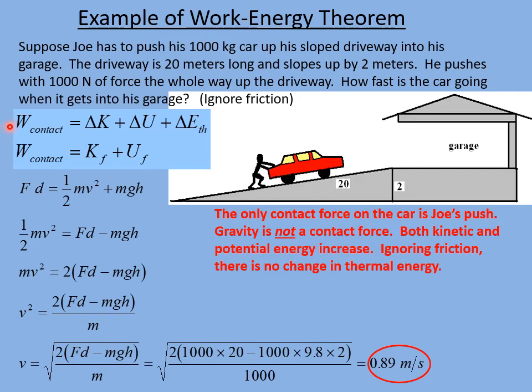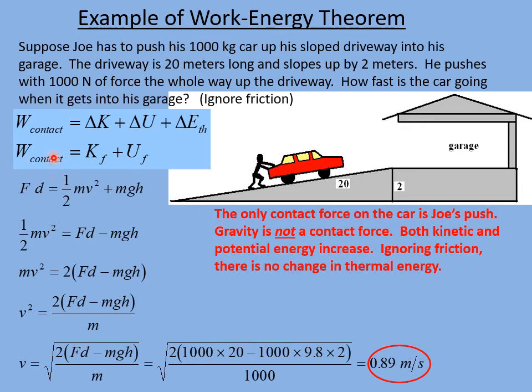So we start by writing the work done by a contact force is equal to delta K plus delta U plus delta E thermal. We're going to ignore friction here, so this last term is 0. There is no change in thermal energy. So the work done by the contact force is equal to the final kinetic energy, that's the delta K, plus the final potential energy, that's the delta U, because both of these, kinetic and potential energy, both start at 0 down here. The car is at rest and it's at 0 elevation.